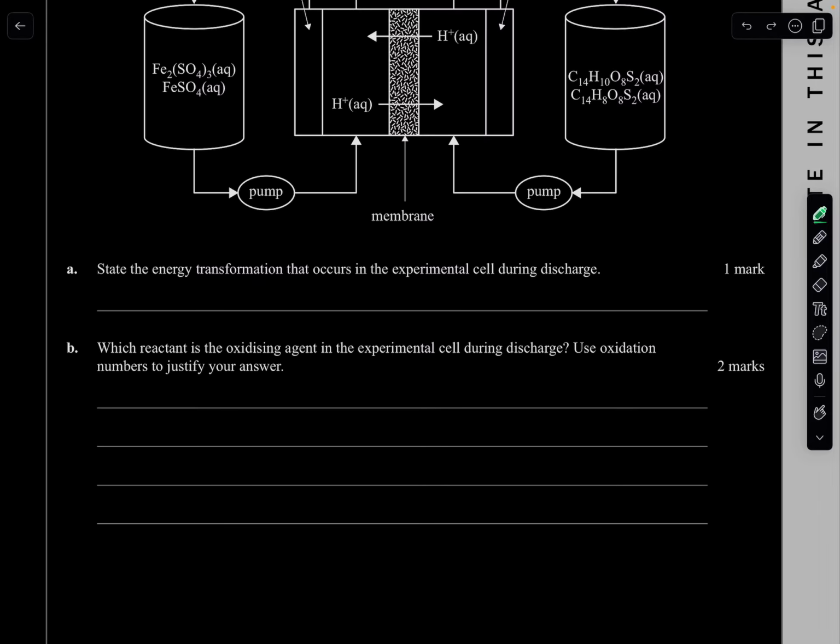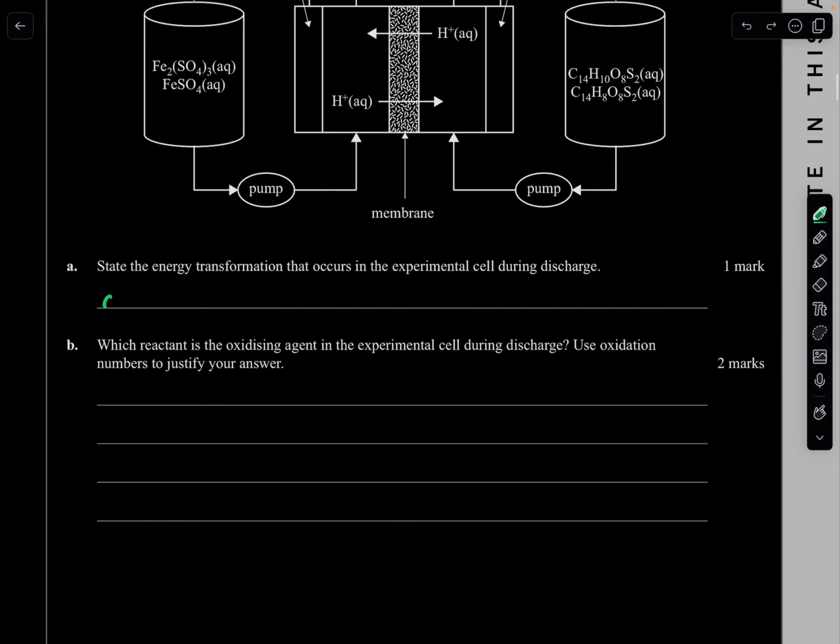Beautiful and easy question. Remember, discharge is taking chemical energy from those reactants and transforming it into electrical energy. So, chemical into electrical. That's what discharge is. It's that transformation: chemical energy into electrical energy.